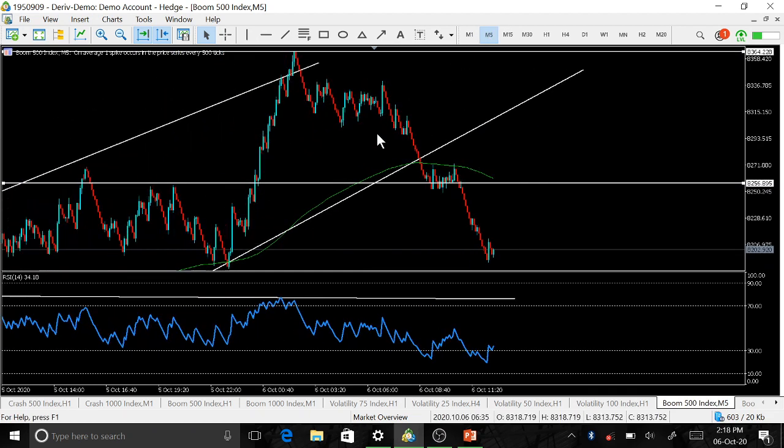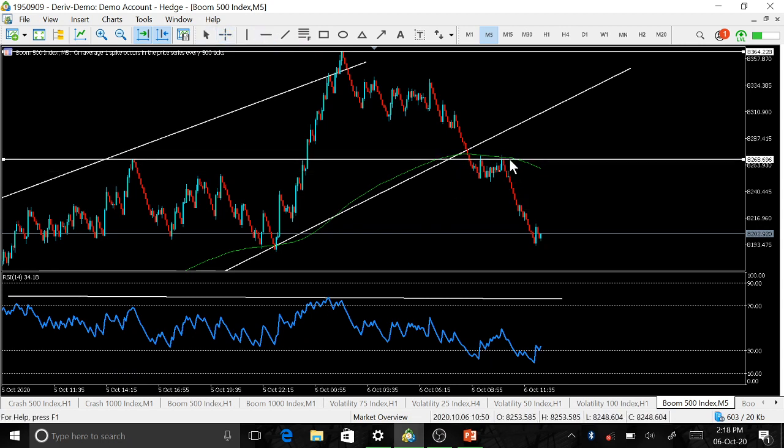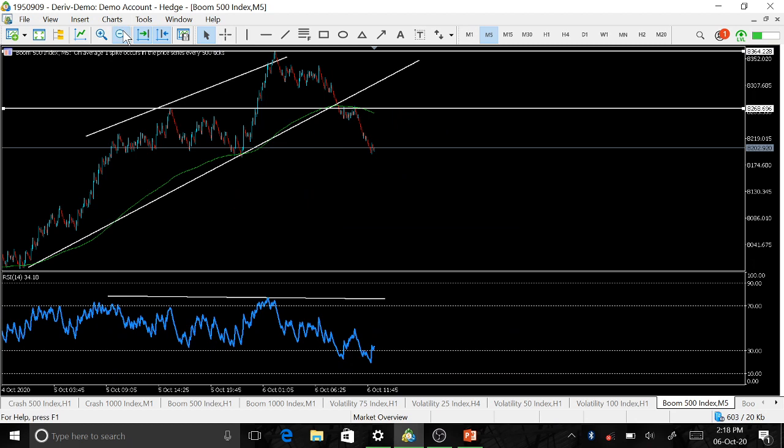All right, almost perfect. On the M5, my 200 EMA broke the market almost at the same time as my trend line. So it is actually a perfect entry for us. I've already shown my entry. This is going to be my entry somewhere here, and then my stop loss is going to be above here. Then my take profit levels, I've shown that already.